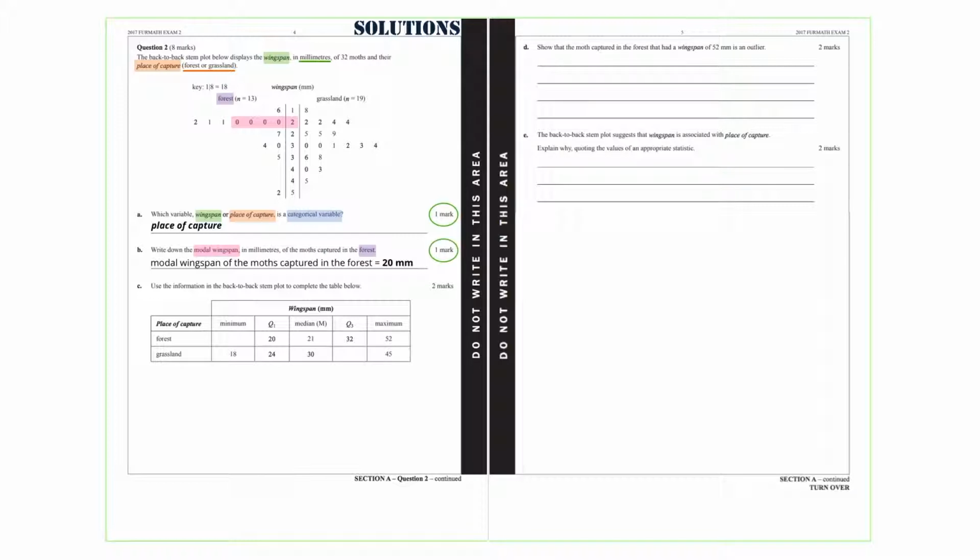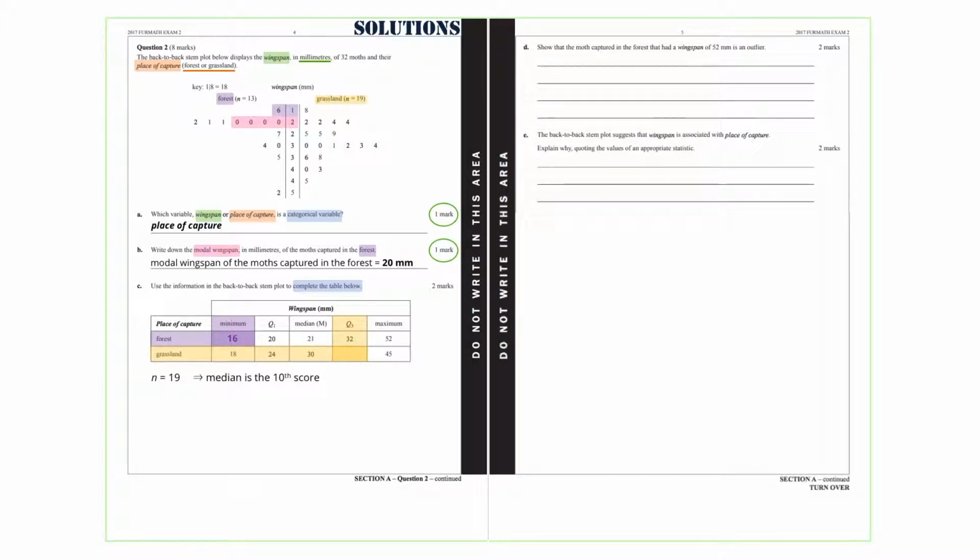Part C. Use the information in the back-to-back stem plot to complete the table below. First, we need the minimum wingspan for the moths captured in the forest. So again, we look at the left-hand side of the back-to-back stem plot, which is 16. To determine the third quartile for the wingspan of the moths caught in the grassland, we look at the right-hand side of the back-to-back stem plot.